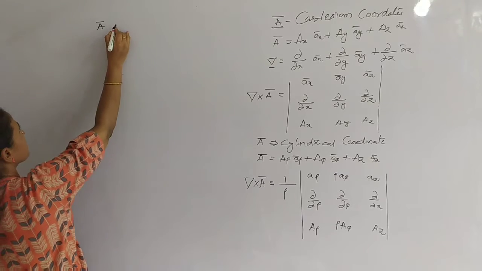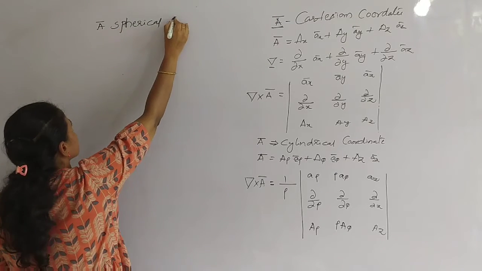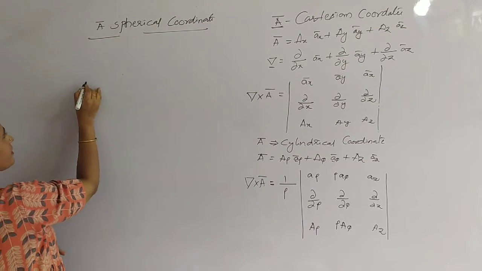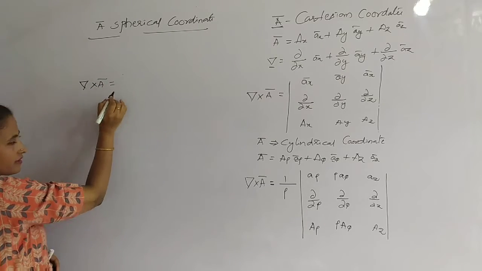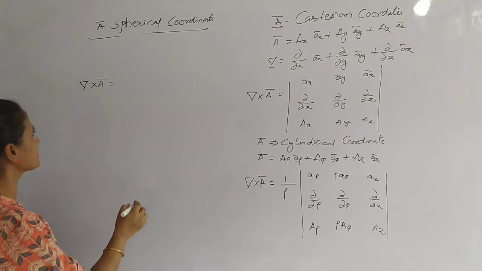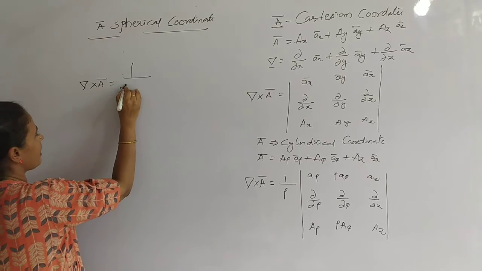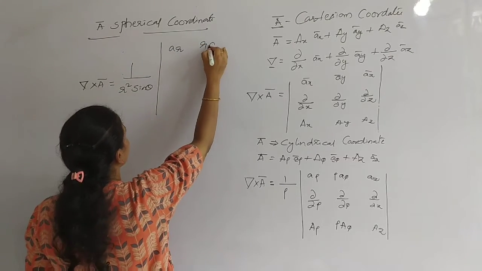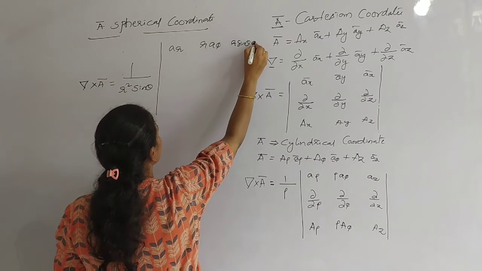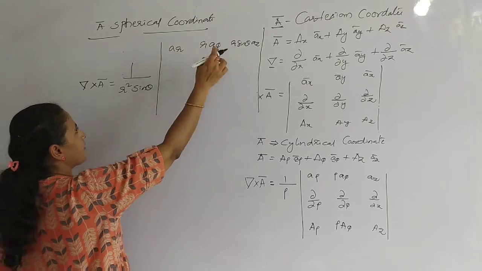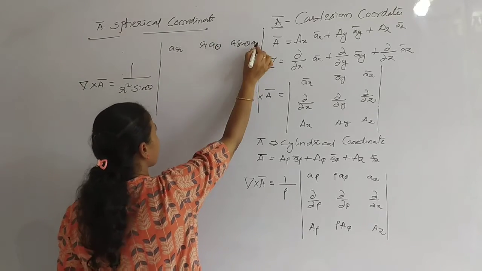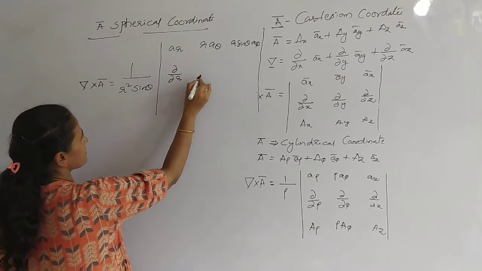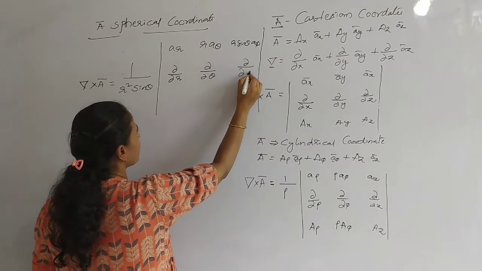Now, curl of A bar in the spherical coordinate system. We write curl of A bar, where del and A bar are in spherical coordinates, as 1 by r square sin theta times the determinant of a_r, r a_theta, r sin theta a_phi, then del by del r, del by del theta and del by del phi, where the coordinates in spherical are r, theta and phi.